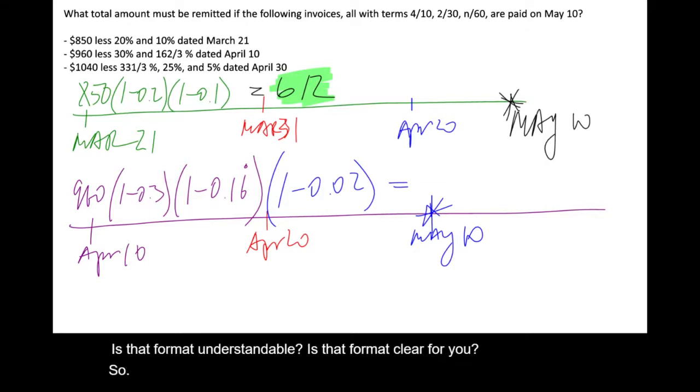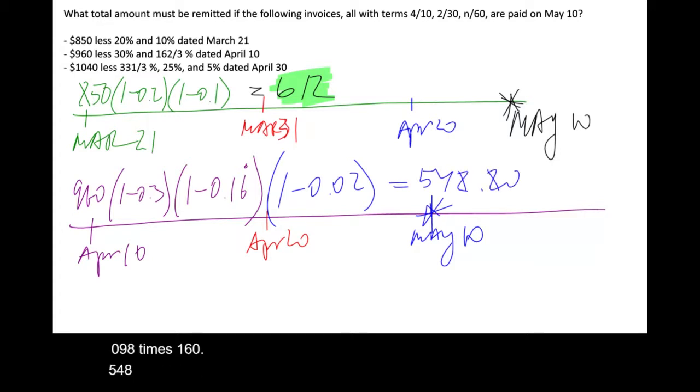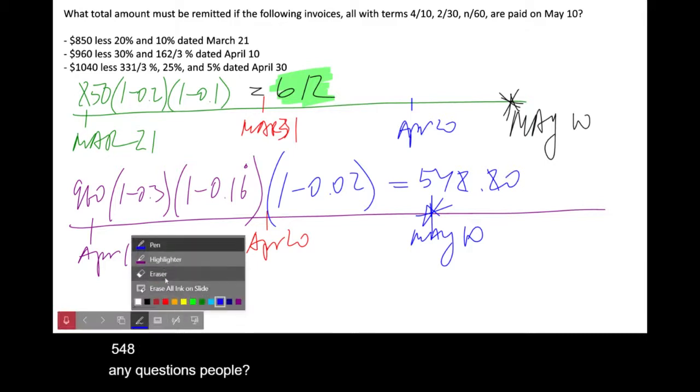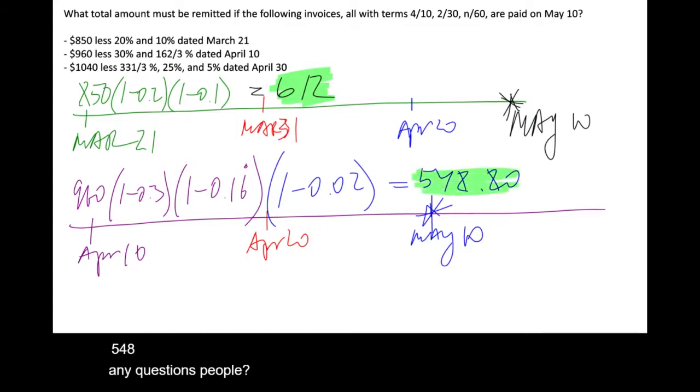So times 0.7 times 0.98 times 960. So 548.80. Any questions, people? Guys, do you hear me? Okay, so no questions, right?